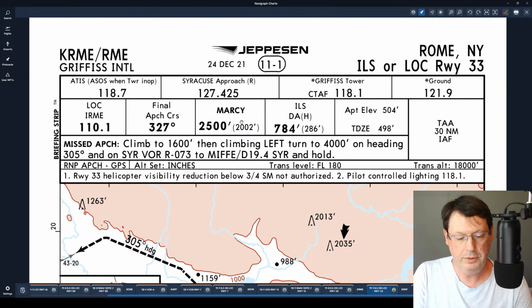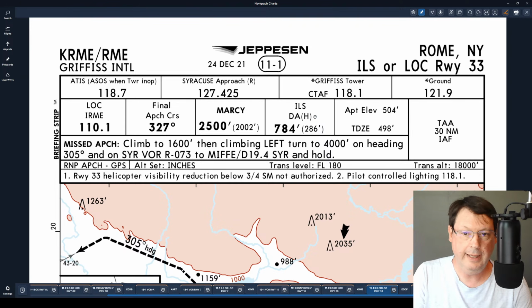This 2,500 foot altitude right here for Marcy, that's the waypoint or the fix. This is the glide slope intercept altitude. So that's what this is, glide slope intercept. And the 2,500 is above mean sea level, so it's what you would actually see in your altimeter. The 2002 in parentheses tells you how high above the ground you are. And we'll put this together here in a second.